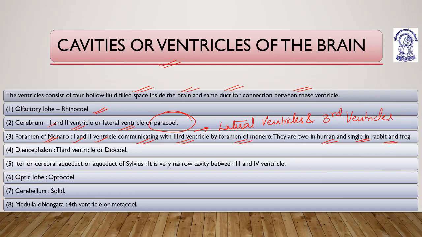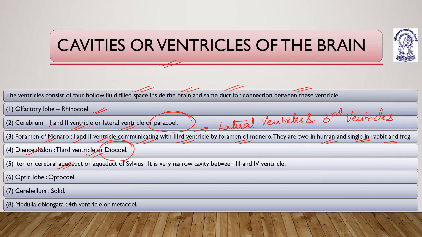Diencephalon, it is the third ventricle or diocele. So diencephalon is the third ventricle or diocele. Olfactory lobe is the rhinocele. Cerebrum, it is present in the first and second ventricle or lateral ventricle or paracele. Foramen of Monro connects the third ventricle and the lateral ventricle.